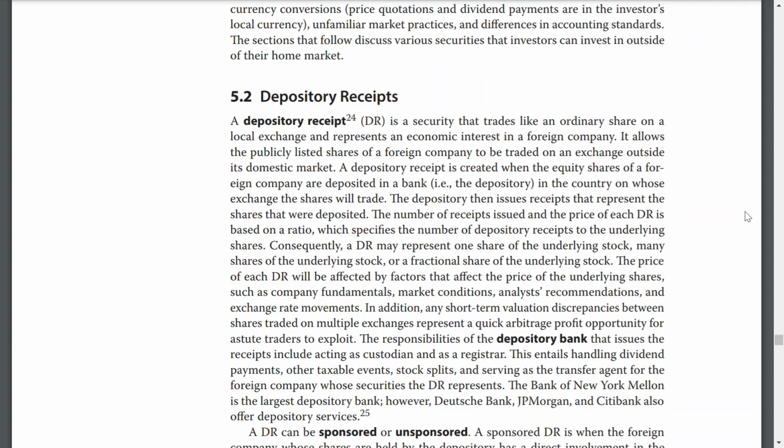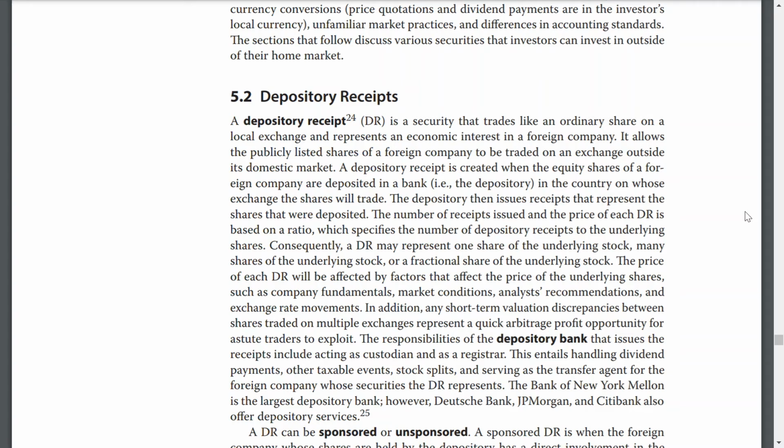The price of each DR will be affected by the factors that affect the price of the underlying shares, such as company fundamentals, market conditions, analyst recommendations, and exchange rate movements. In addition, any short-term valuation discrepancies between shares traded on multiple exchanges represent a quick arbitrage profit opportunity for astute traders to exploit. The responsibilities of depository banks that issue the receipts include acting as custodians and as a registrar.